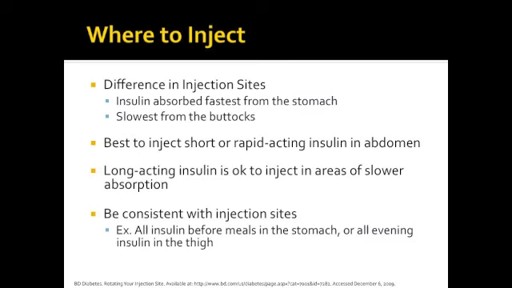In deciding where to inject your insulin, be sure to consider the differences between injection sites. Insulin is absorbed fastest from the stomach and slowest from the buttocks. Therefore, it is best to inject short or rapid-acting insulin in the stomach and long-acting insulin in other areas of slower absorption. Make sure to be consistent with injection sites. For example, all insulin before meals in the stomach, or all evening insulin in the thigh.